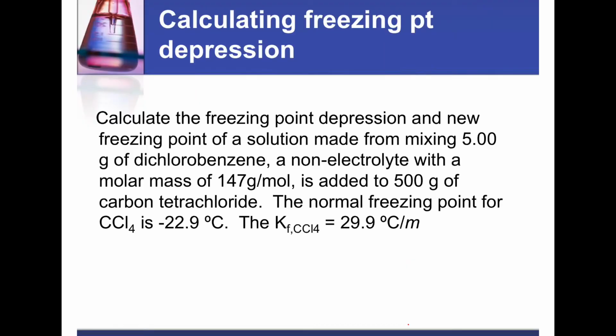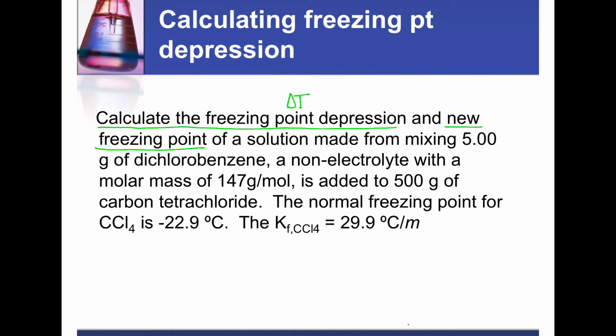So let's actually put some numbers in here. I'm looking at this problem, and there are just so many words. I want to remind you that anytime you're looking at a word problem, just reading through and identifying the information is the first step. So when it says this, I'm underlining, calculate the freezing point depression. So I'm trying to find a delta T. And I'm going to try and find the new freezing point. Once I find the freezing point depression, I can subtract that from the normal freezing point of my solvent, and I can find that new freezing point.